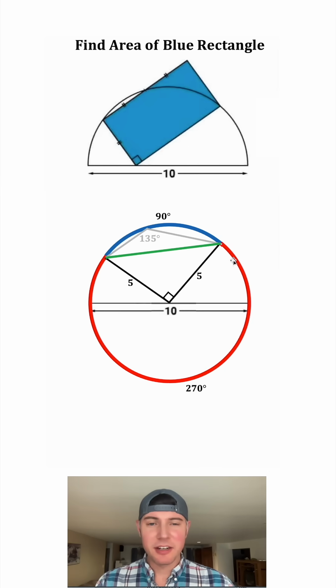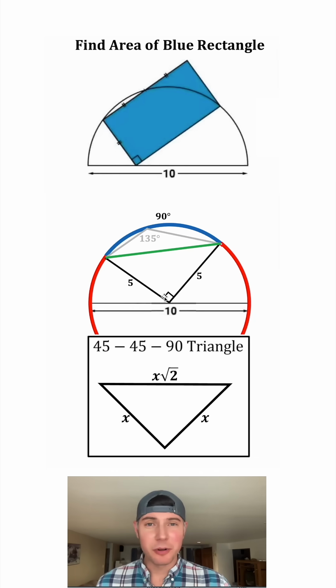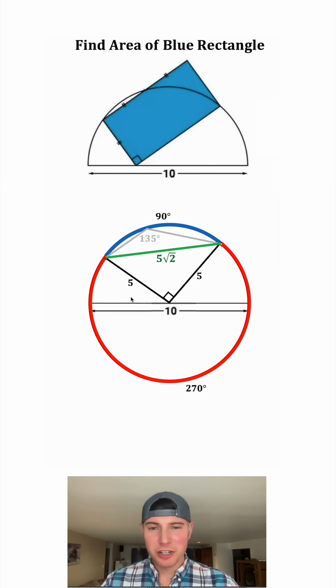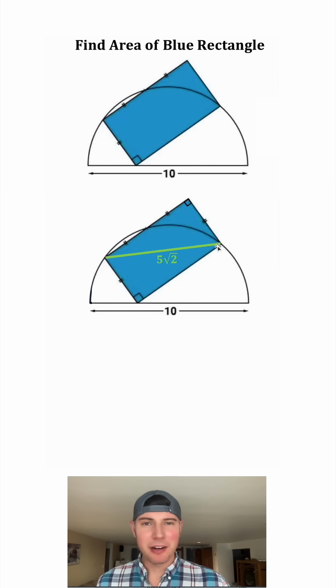So if we connect this here, we have another isosceles right triangle. If we use the shortcut for 45, 45, 90 triangles, we can see this green side is equal to 5 root 2. And here's the steps of the Pythagorean theorem to verify it. And we just did all of this work just so we could get this green length right here. We can go back to here and let's bring back our rectangle.